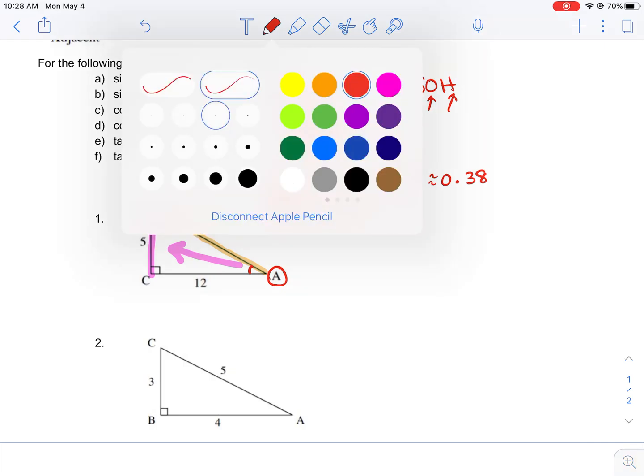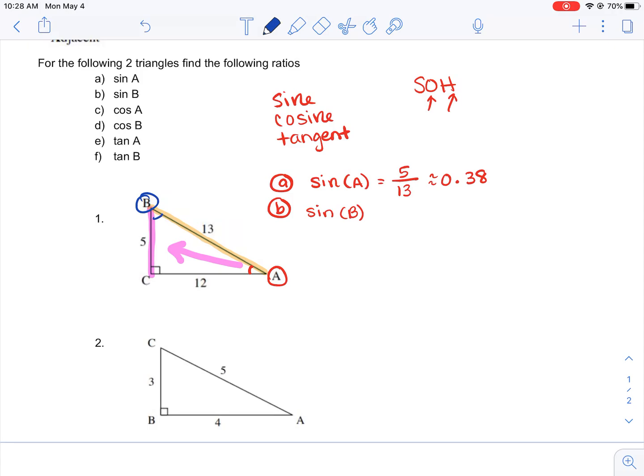B says, okay, now find the sine of angle B. So I'm going to switch colors. This is angle B. And this time, again, I want the opposite over the hypotenuse. So the opposite of B, across from B, is 12. And the hypotenuse is still 13. So I'm going to leave it as a fraction, 12 over 13, or you can divide it, and you're going to get about 0.92.